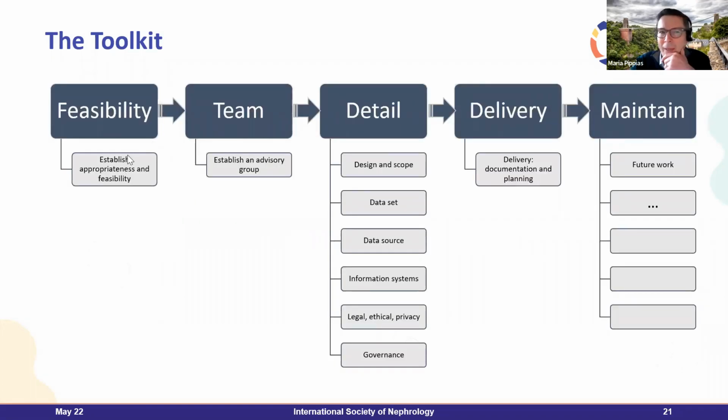So just to take you back, that's what it looks like. You assess feasibility and appropriateness of setting up a registry. You build your advisory group, and then you work through the detail, all of those things that we talked through. You consider each aspect of detail and agree the fine points. Once you've got all of that agreed, then you move on to delivery, with documenting with your protocol, your SOPs, and then coming up with your project plan.